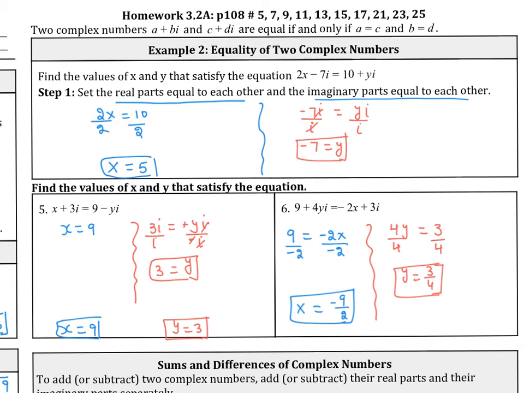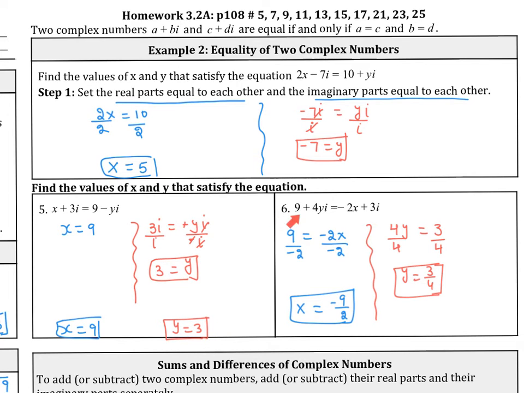For number 5, I equate the real part with the real part, so x equals 9. We don't have to do anything, the value is just right there. For the imaginary part, I equate 3i equals negative yi. Now we're going to solve for y. We need to divide by i and divide by negative, to get y by itself. Here i and i cancel, so y equals 3.